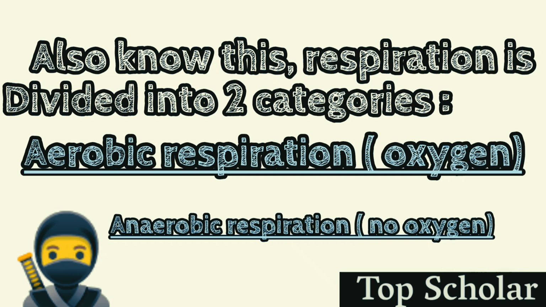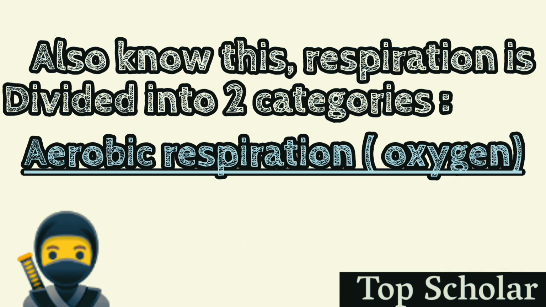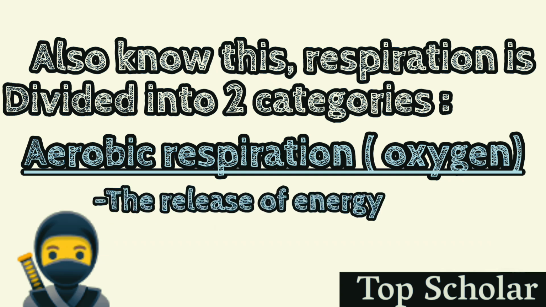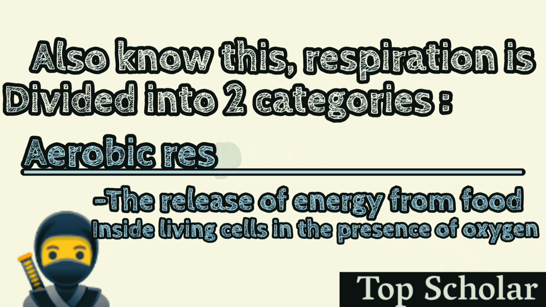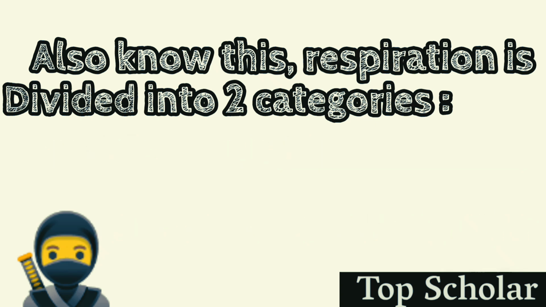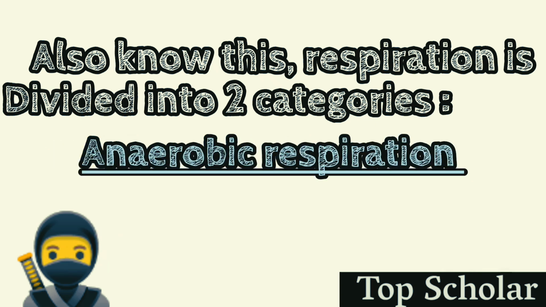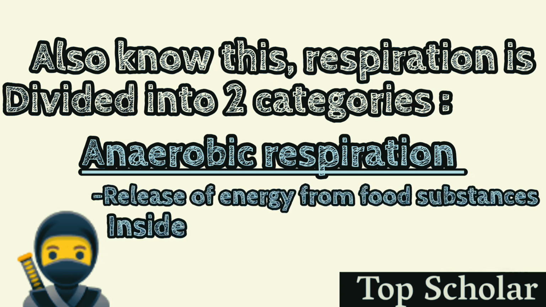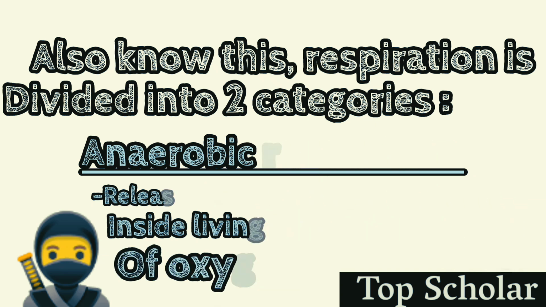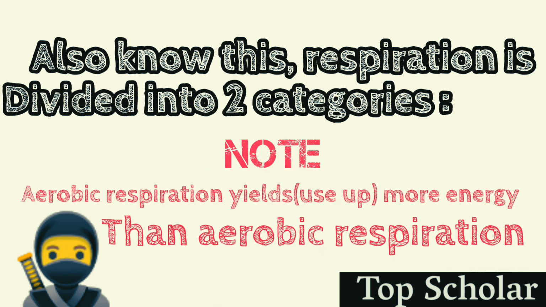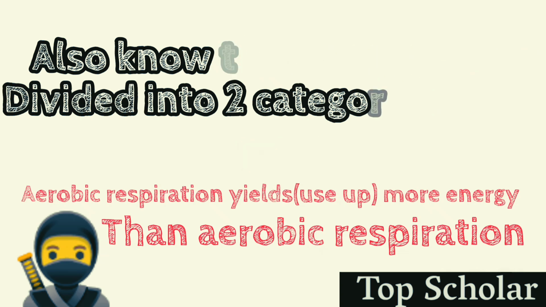To put it into definition, we would define aerobic respiration as the release of energy from food substances inside living cells in the presence of oxygen. As for anaerobic respiration, we would define it like this. This is the release of energy from food substances inside living cells in the absence of oxygen. Note, aerobic respiration yields more energy than anaerobic respiration.